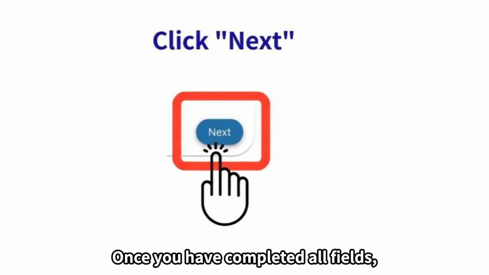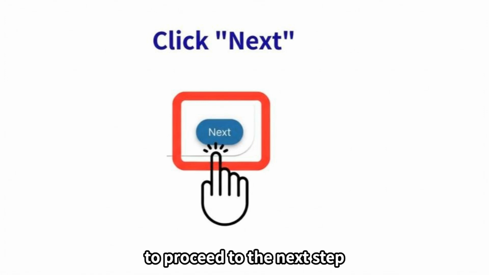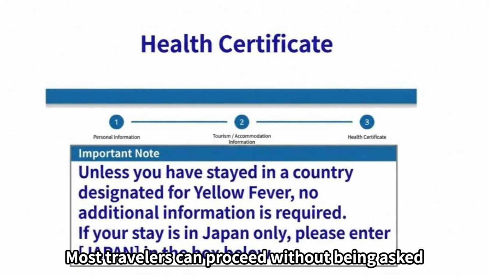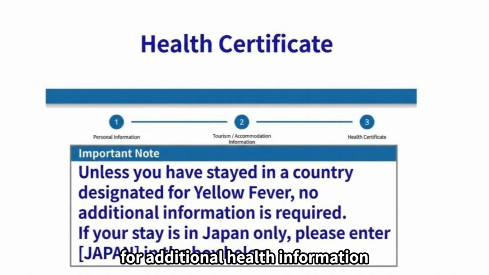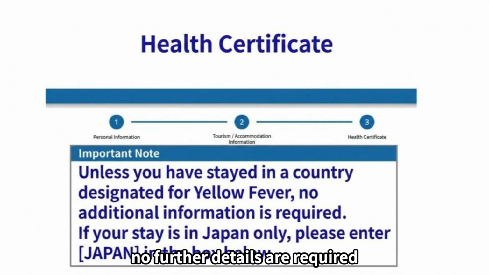Once you have completed all fields, click Next at the bottom right of the screen to proceed to the next step. Step 3 is the Health Certificate section. Most travelers can proceed without being asked for additional health information. Unless you have recently stayed in a country at risk for yellow fever, no further details are required.